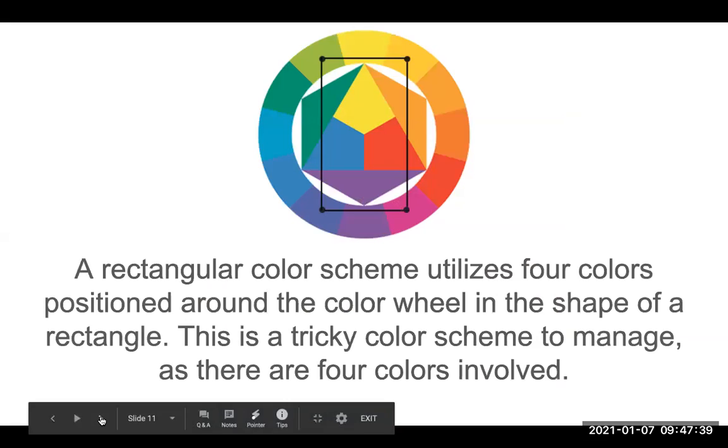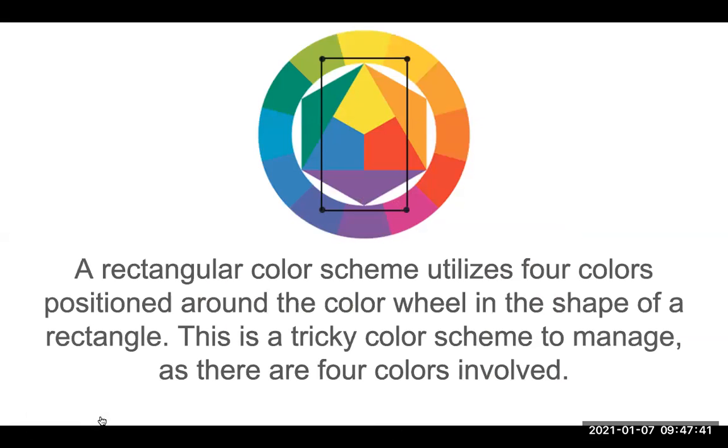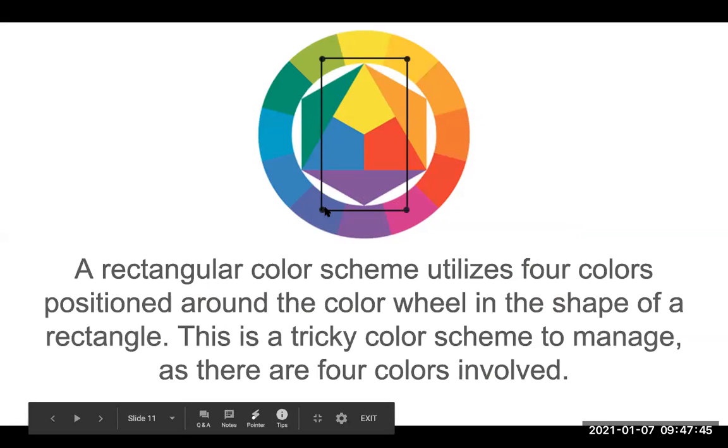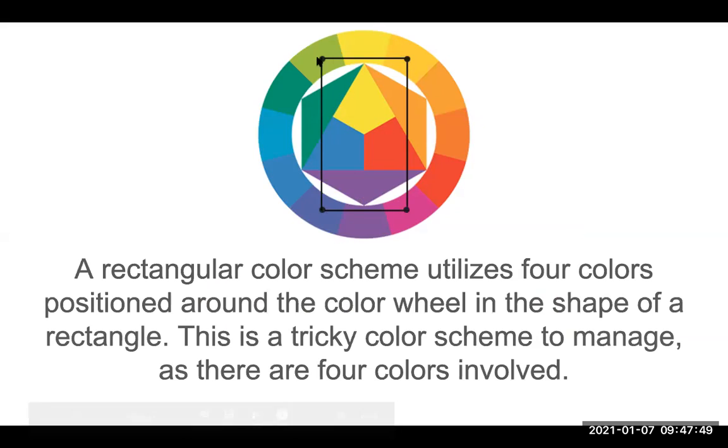Here's a rectangular color scheme. You could take a rectangle and you can move this anywhere around the color wheel. So this one's a purple, a magenta, a kind of light orange, and a light green. So you can move that around. You can pick this blue, this green, this orange, and this red.